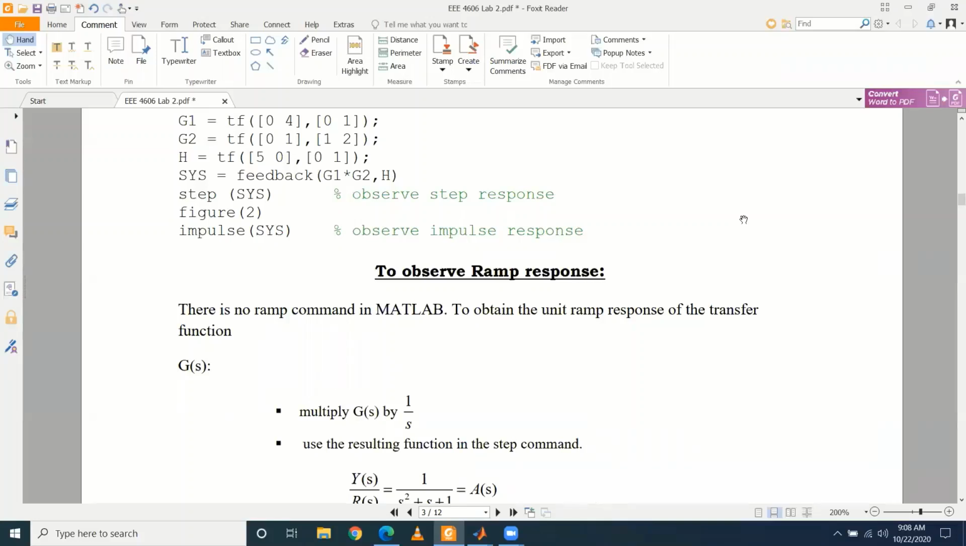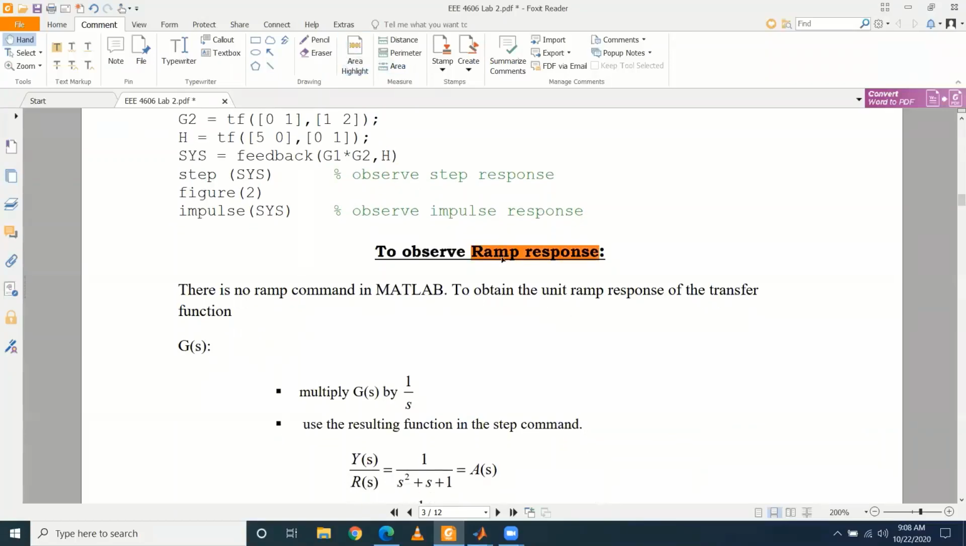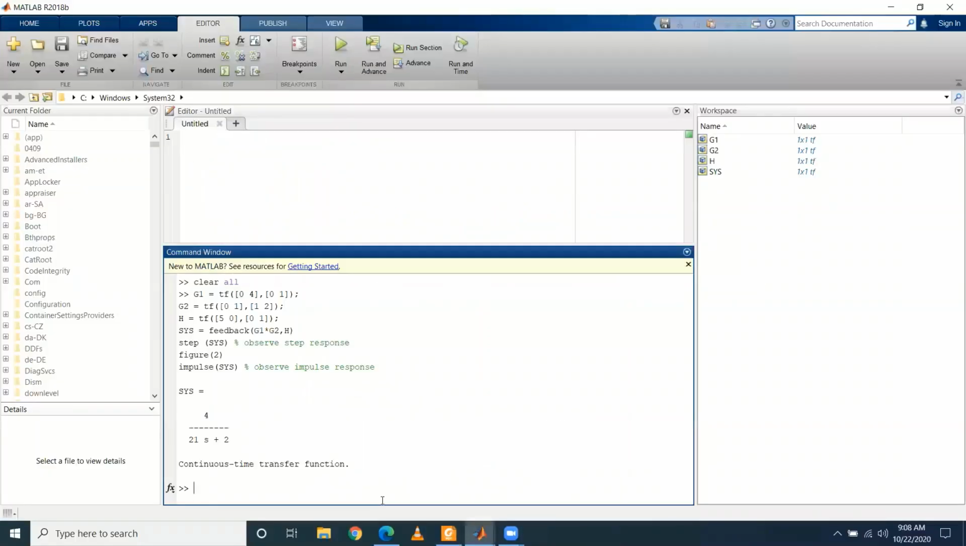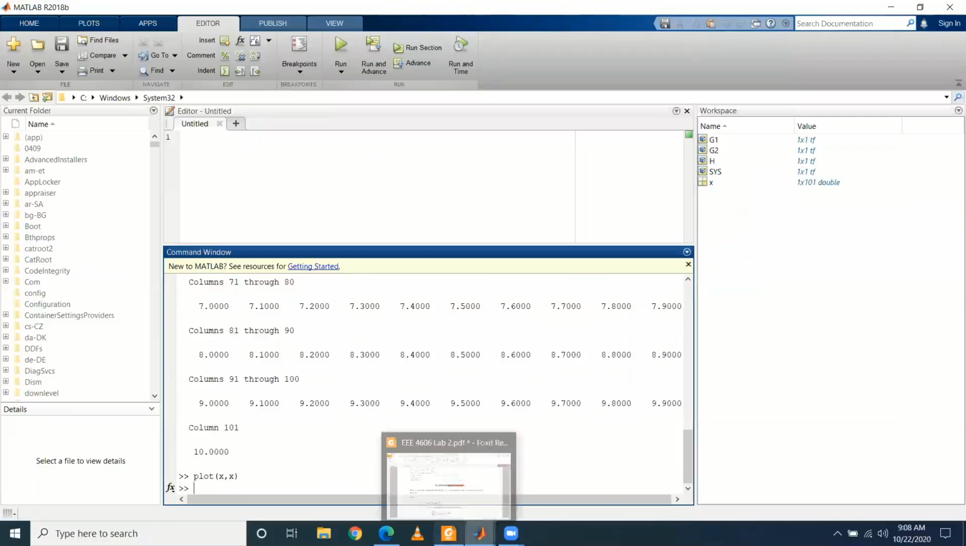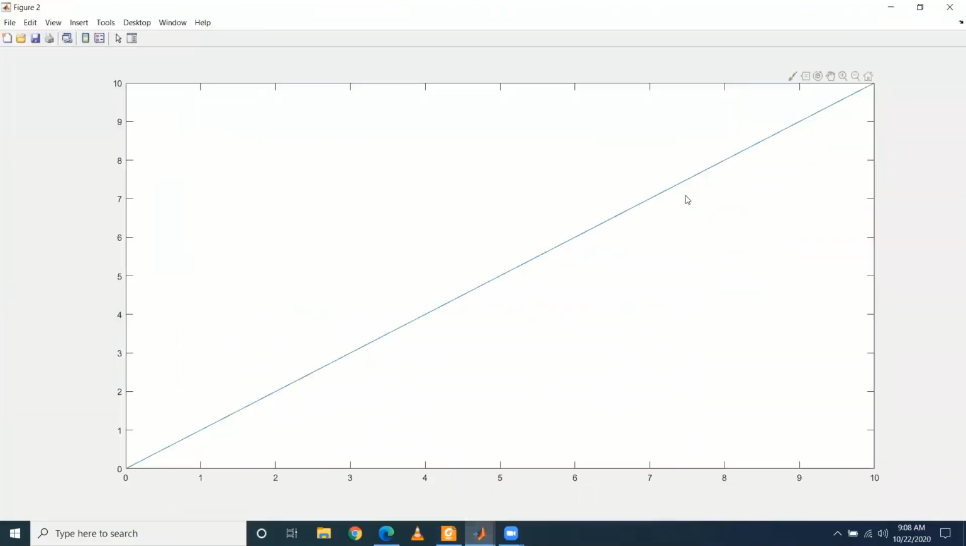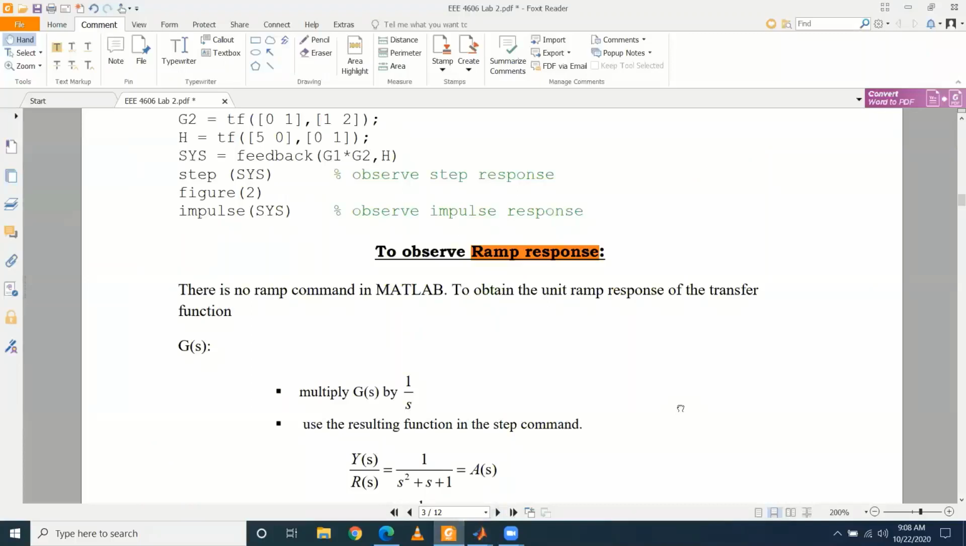The third type of test function is called a ramp function, and the response that we observe for a ramp input is called the ramp response, right? So what is a ramp function? Sir, it is 0 before 0 and after 0 it has a slope of 1. So basically this is a ramp signal. It has basically a positive slope. So how to observe the ramp response in MATLAB?